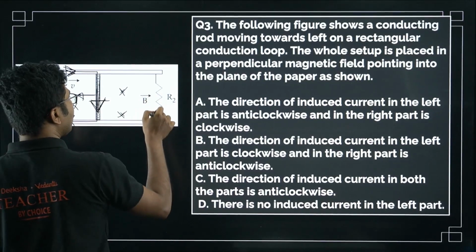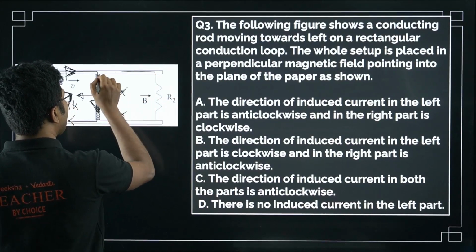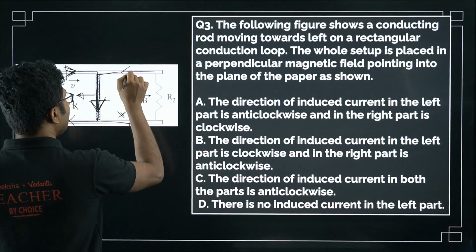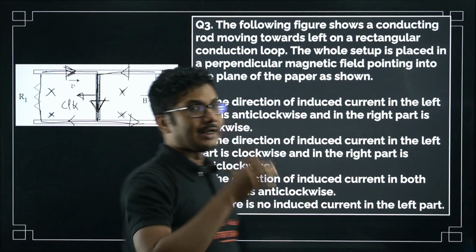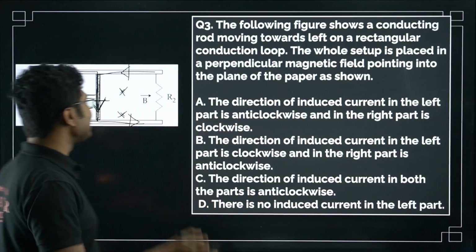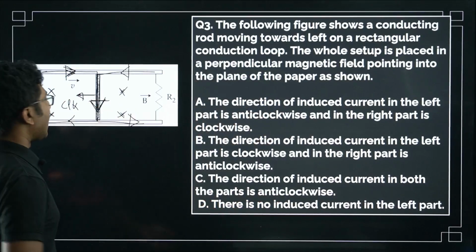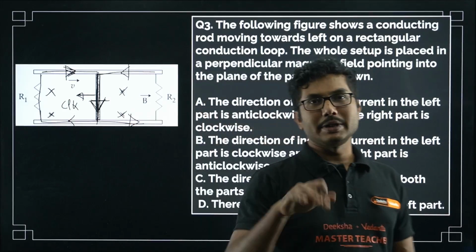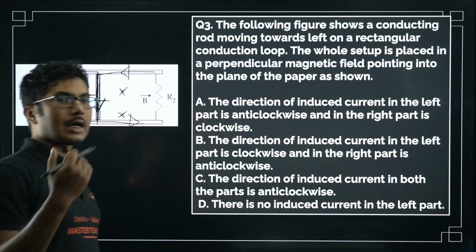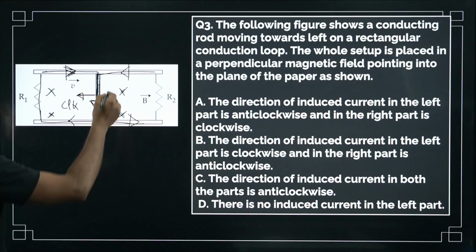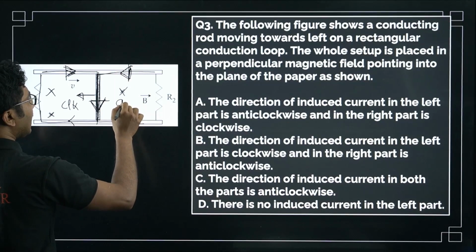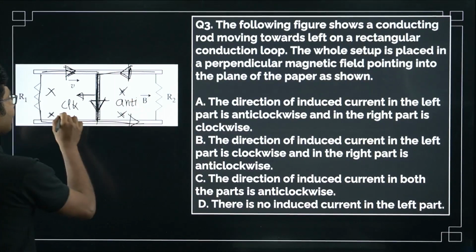And through this loop it can be downward only if it is going in the anti-clockwise direction. Now both will have induced current in them because the area is changing in both of them, but the direction of current in the rod will be the same for both cases. The current through this loop will be anti-clockwise, whereas this one will be clockwise.